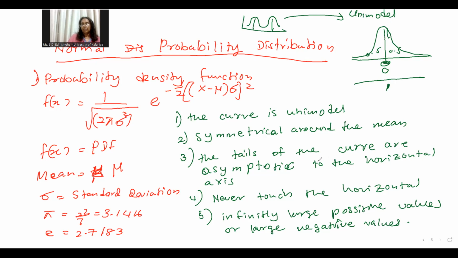The tails of the curve are asymptotic to the horizontal axis. Right? This is the x-axis. Never touches the horizontal, and infinitely large positive values, so large negative values. This is how we interpret it. Right? Okay, let's see now. Hope you have copied down.